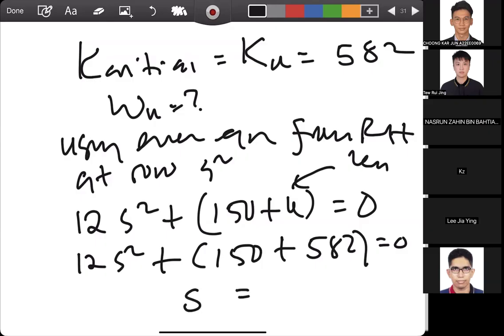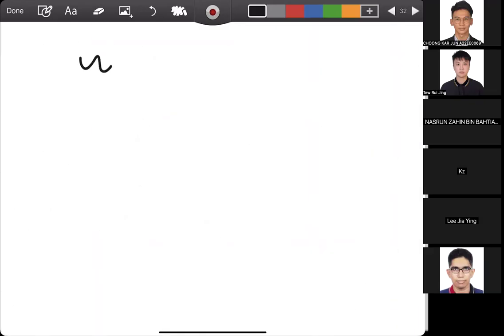So what is S? Yeah, 7.8, plus minus. So j changes omega. So omega is equal to omega U, 7.8.